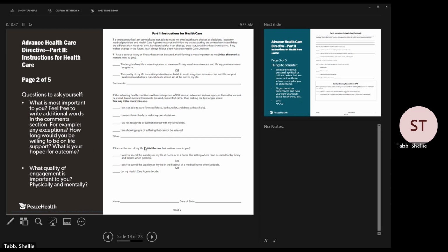The last part deals with where you would want to spend the remaining days of your life if you were at the end of your life, whether that would be in a home or home-like setting, if you'd want to have those last days be in the hospital, or just leave it up to your healthcare agent when the time comes. So let's move on to the next page.